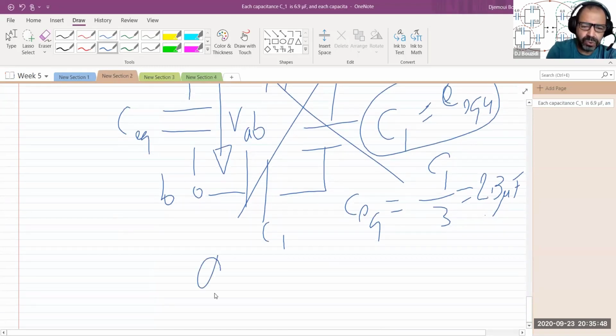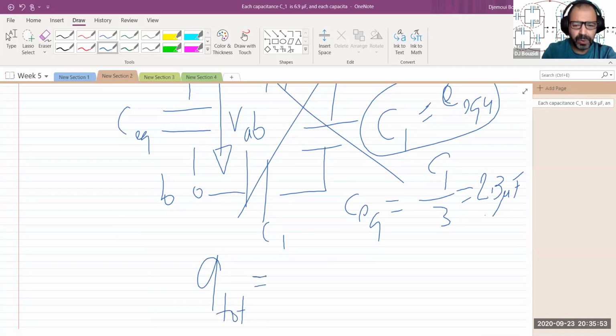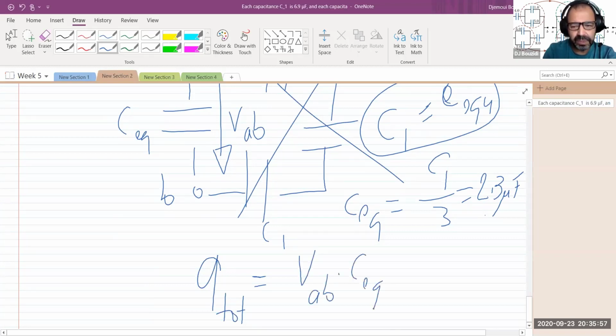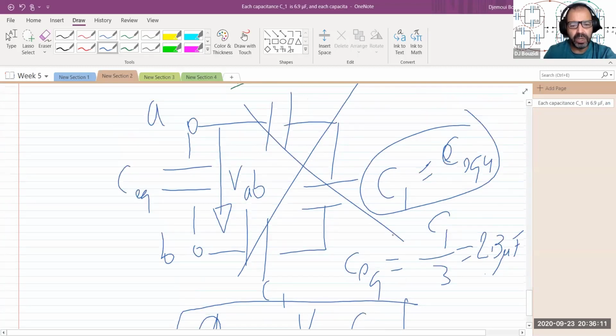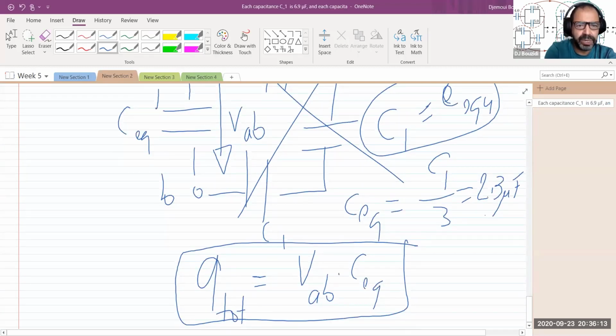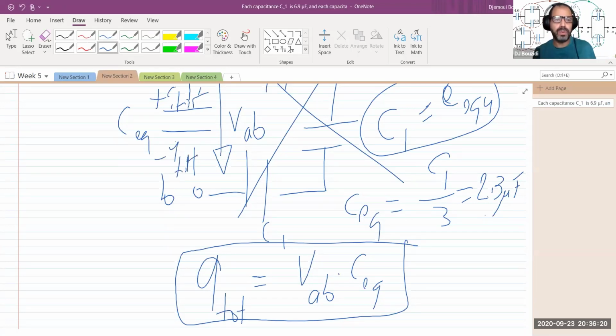So Q total is going to be equal to VAB times C equivalent. That's why this step is necessary. You really needed to find the C equivalent to find how much charge was drained from that voltage. How much do you have sitting on here? There will be a positive Q total here, and a negative Q total at the bottom. So that's basically what we're looking for.